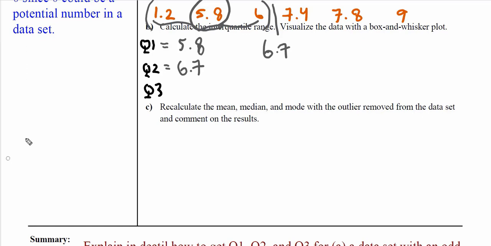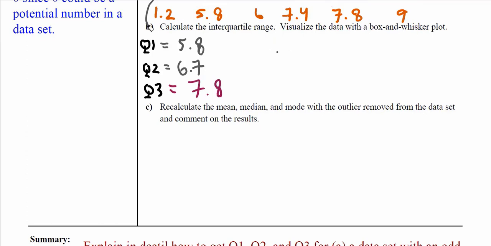If we look at the upper half, this will give us our Q3. Again, we have an odd amount of numbers here, which is pretty convenient for us. And so we have 7.8 as our third quartile.